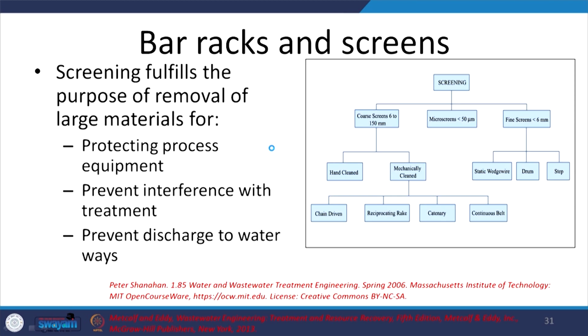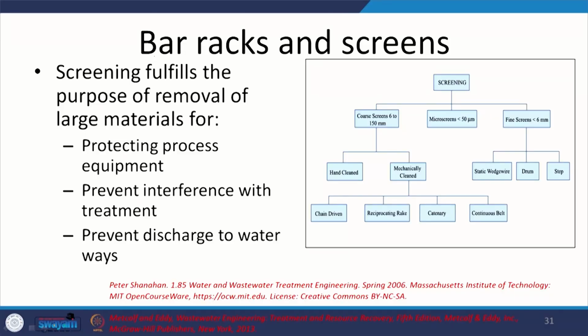So, what have we looked at until now? We looked at pumping the water up, we looked at measuring the flow of water, and now we will also look at how to remove the bigger particles and junk that come into the wastewater, so that they do not mess up my downstream unit process, right. Let us see what we have out here.